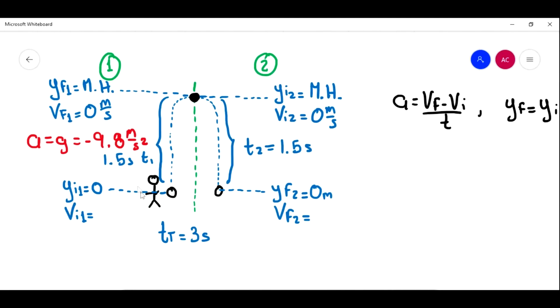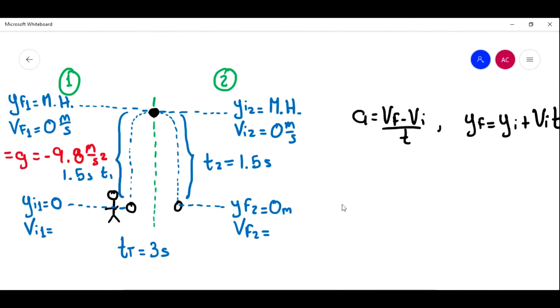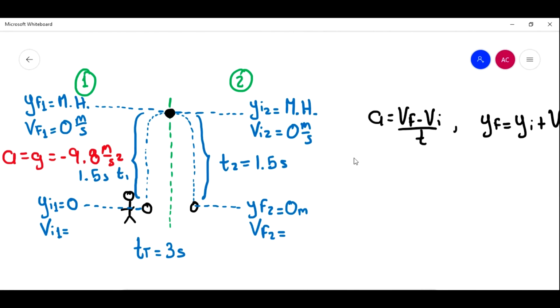So they are asking me about the initial velocity of segment 1 or the final velocity of segment 2. Okay, but remember that it's going to be the negative sign. And also remember that you can choose any segment that you want. You can choose segment number 1 to do this problem or segment number 2. It doesn't matter. If you made the correct procedures, you're going to get the same answer.